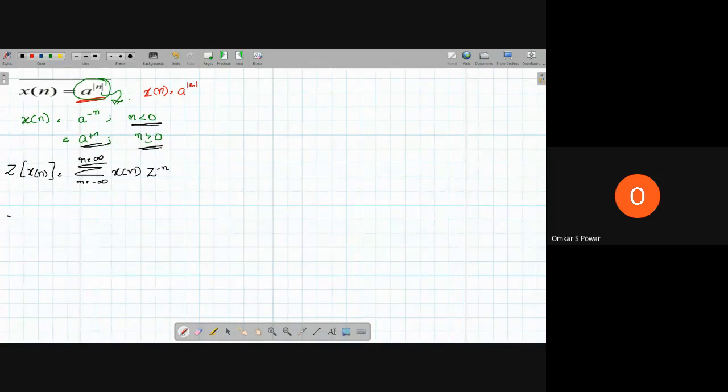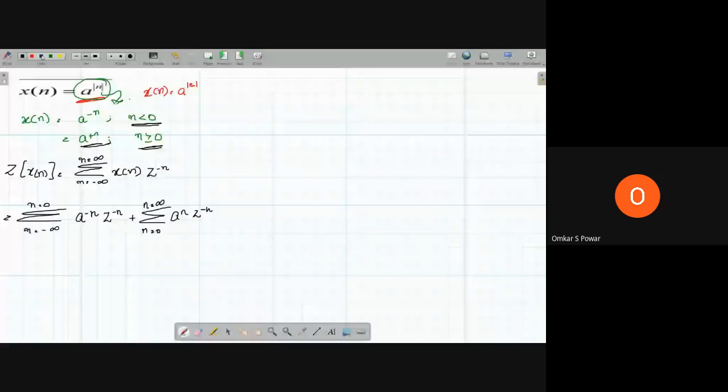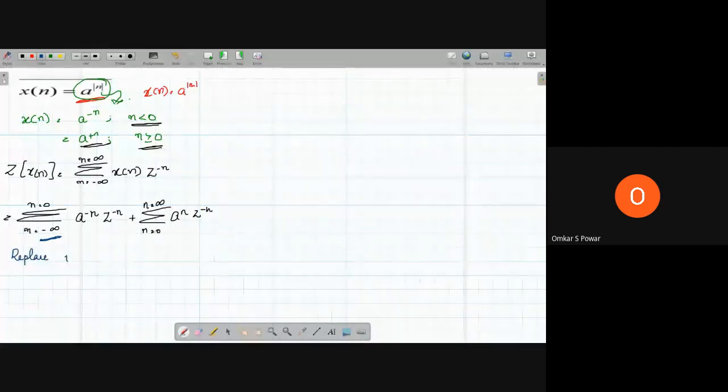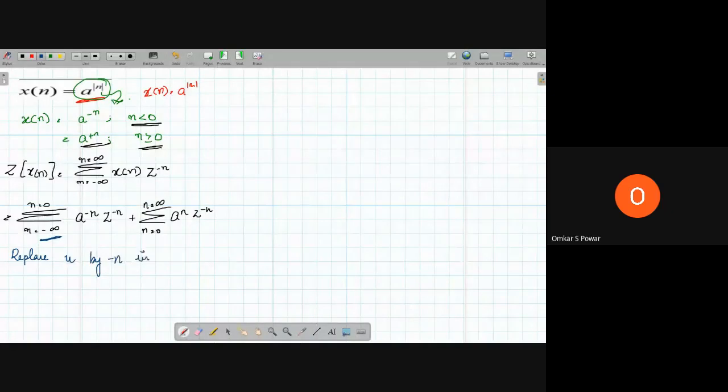So let us substitute that one. Summation n varies from minus infinity to 0 because n is less than 0. What is the value? A power minus n into z to the power of minus n, plus summation n varies from 0 to infinity a power of n z to the power of minus n. Now since you have a negative term here, what we have to do? We have to replace n by minus n in the first term.